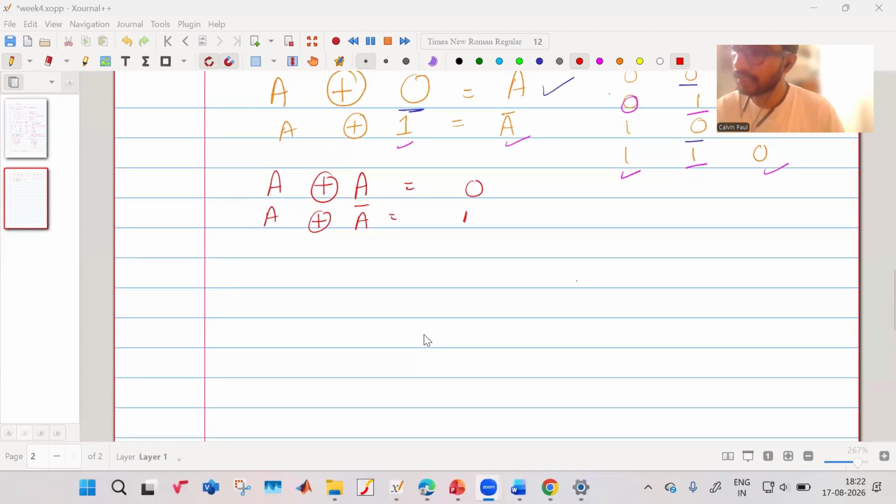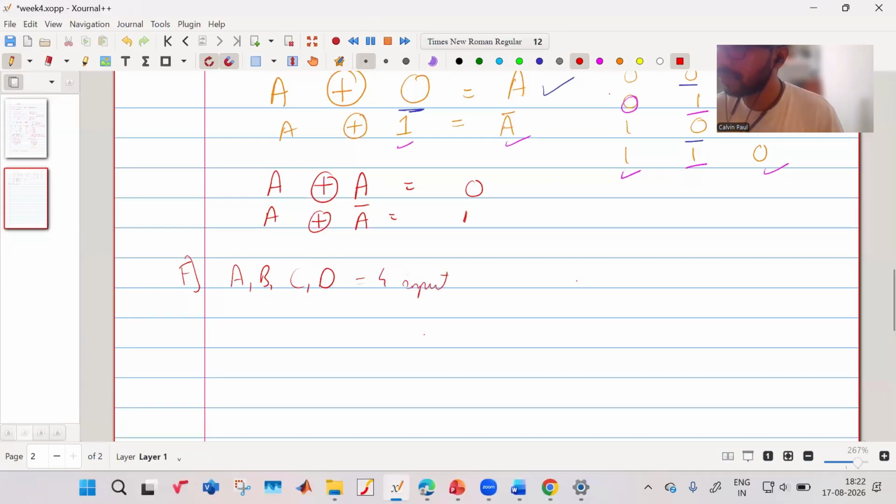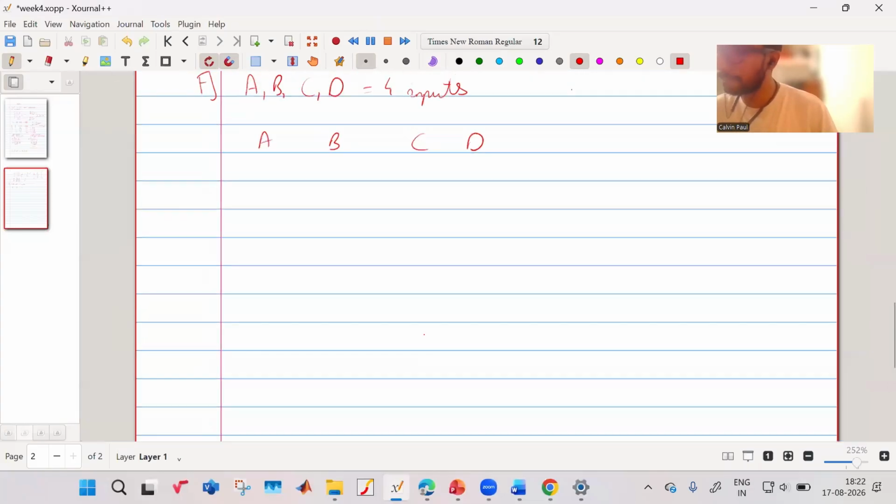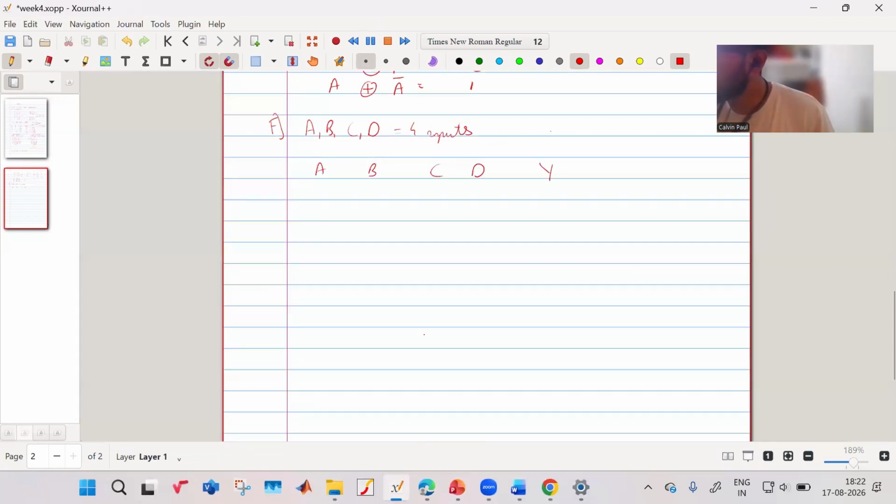So let us check a question where you have a function with four inputs, A, B, C, D. Let us draw the truth table. Your output Y is 1 when three inputs are 1, that is, when A, B, C are all 1 and D is 0. In that case, three inputs should be 1, then your output Y is 1.